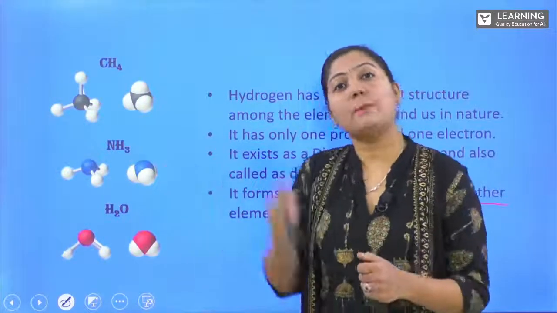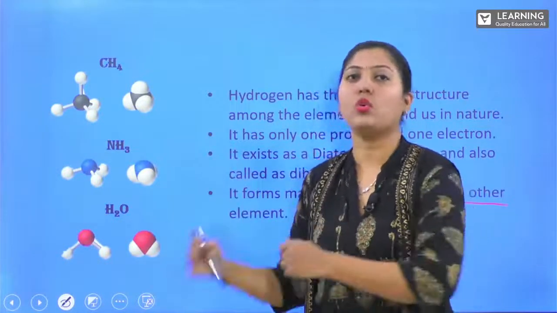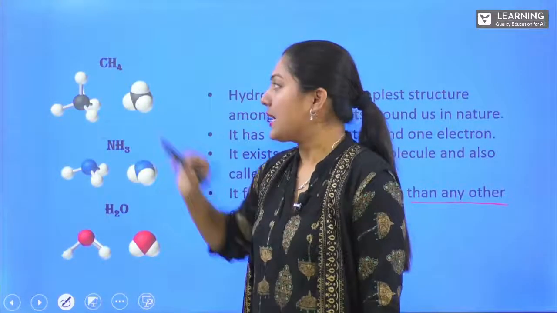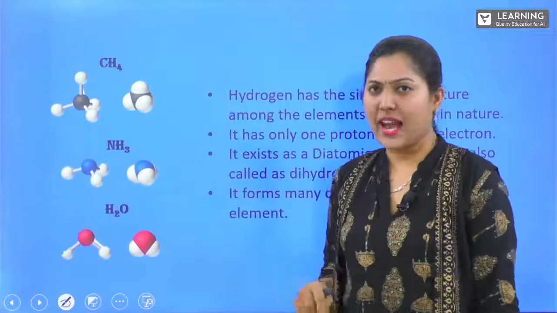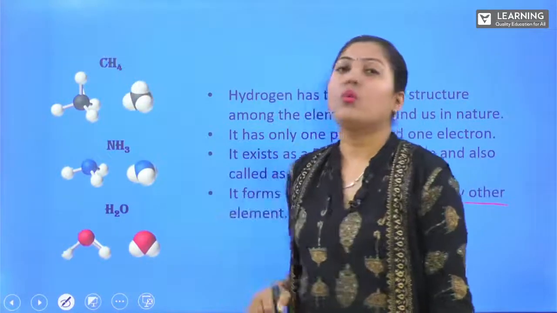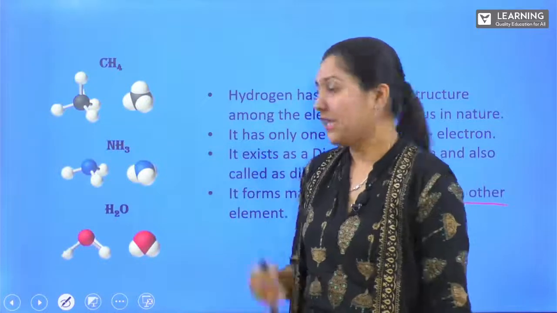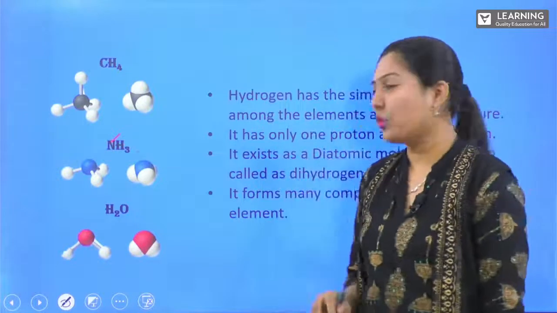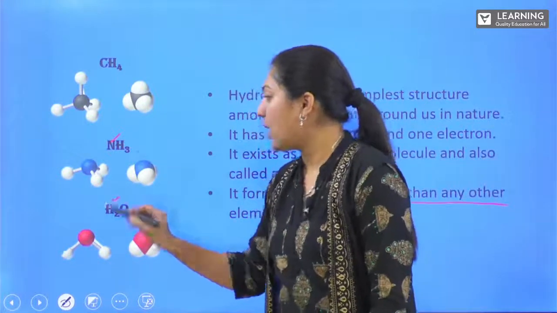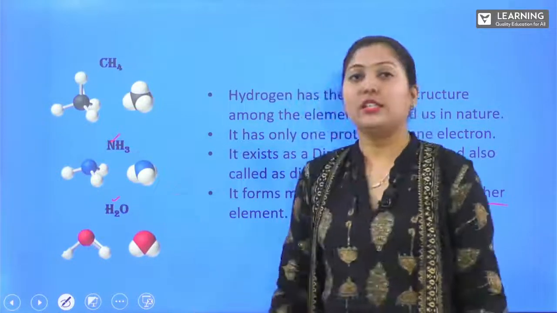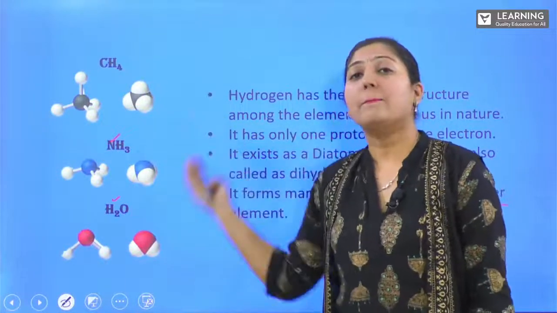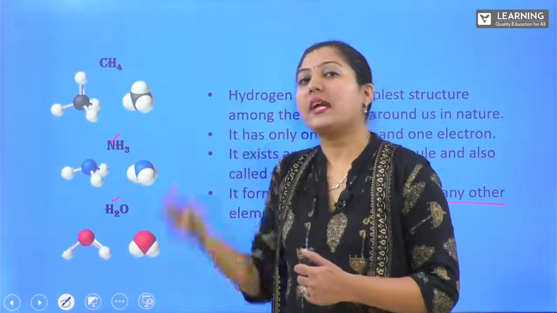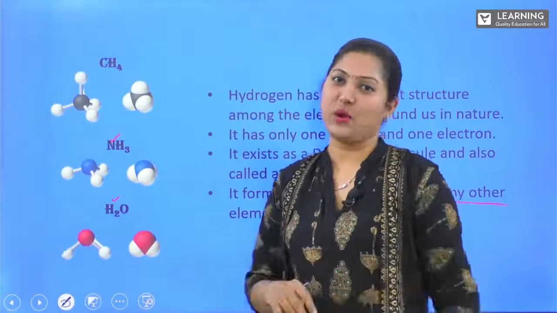Next thing is that it forms more compounds than any other element. That means it can combine with many other elements to form new compounds. If you see here, the blue one is carbon and the white ones are hydrogen. So 4 hydrogens combine with 1 carbon to form methane. Likewise, 3 hydrogens combine with 1 nitrogen to form ammonia. Next, 2 hydrogen atoms combine with 1 oxygen to give a water molecule. Likewise, many compounds are formed by hydrogen. So we can say hydrogen can combine with many other elements to form new compounds.